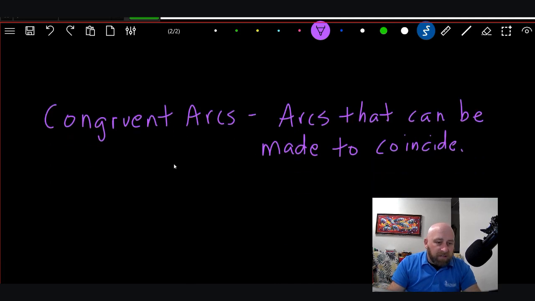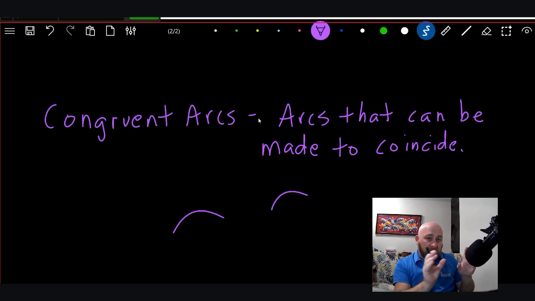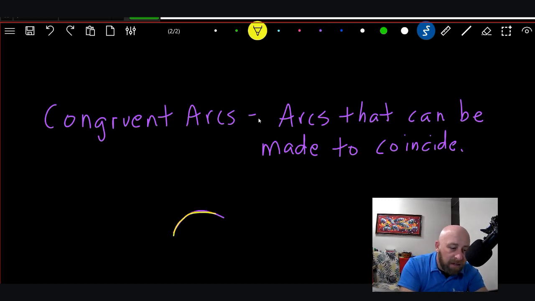All right, so let me just talk about this first. This is the first thing it talks about in the book, and this is on page 132. It talks about congruent arcs. They are arcs that can be made to coincide. Like, let's say you have one arc here and one arc here. If I can take those arcs and I can put them on top of each other, or in other words, if they coincide, then they're equal or they're congruent.